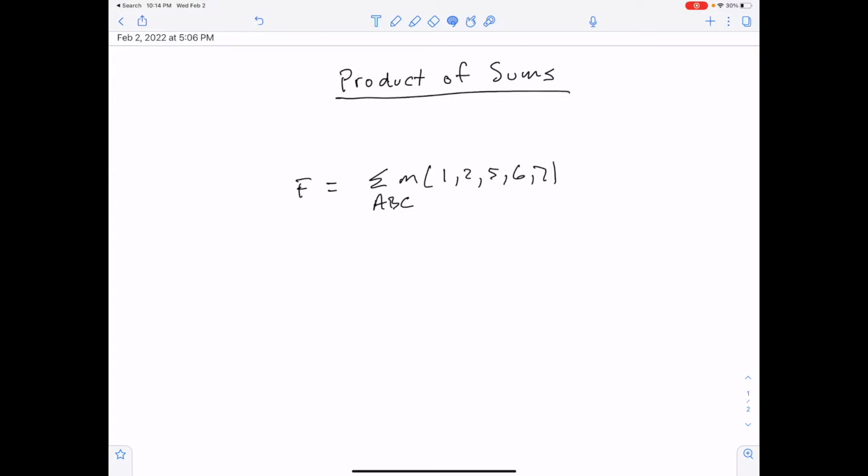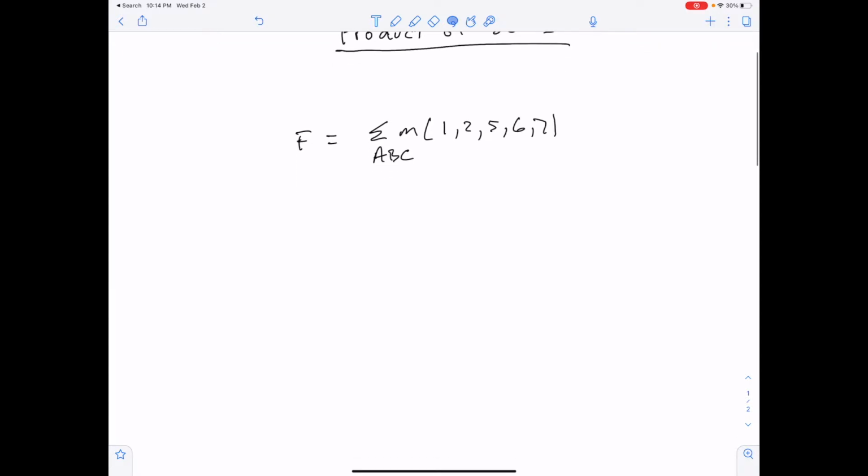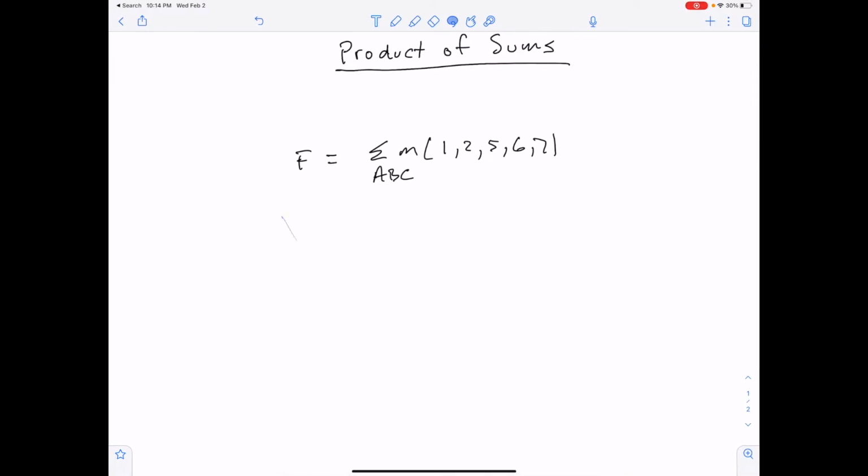Okay, so it turns out the technique for doing product of sums is really close to what we did for sum of products, only instead of circling the ones, we cover the zeros. We cover the zeros and we come up with an expression for F bar, and then we apply De Morgan's theorem. Okay, so let's get started with this example to show how this works out.